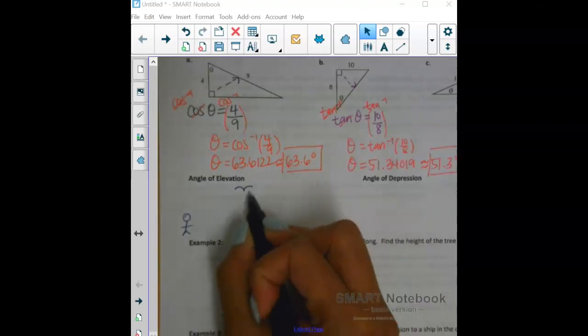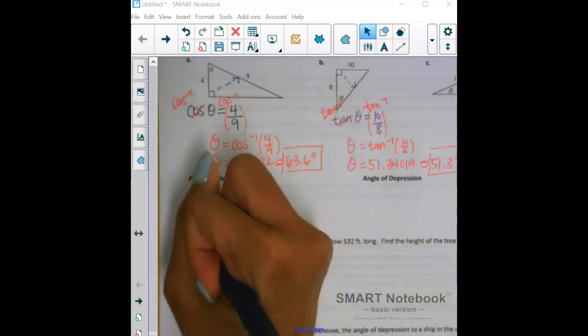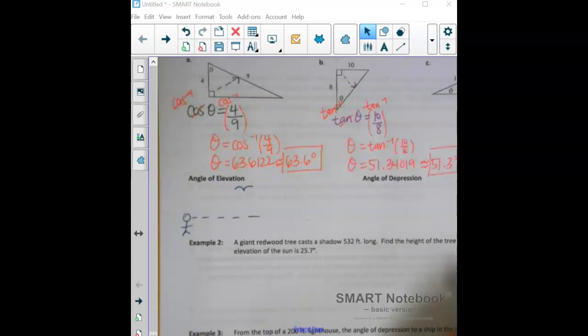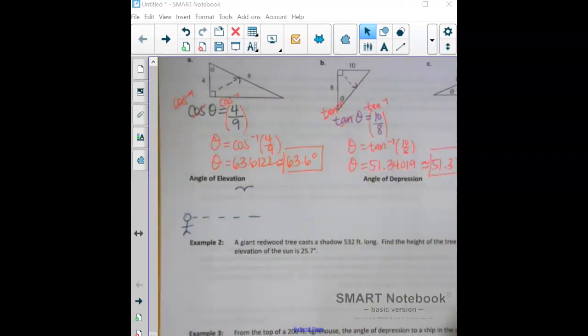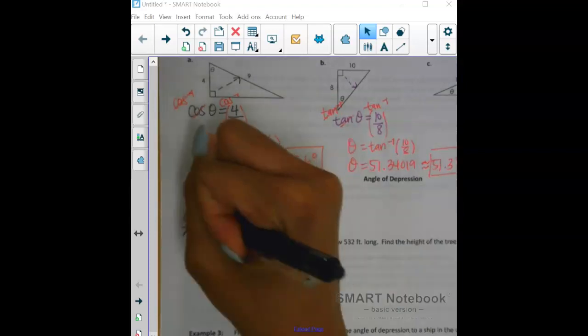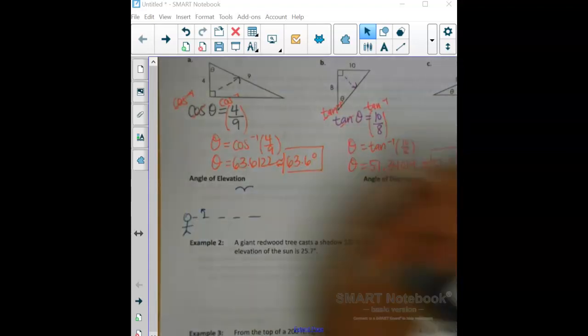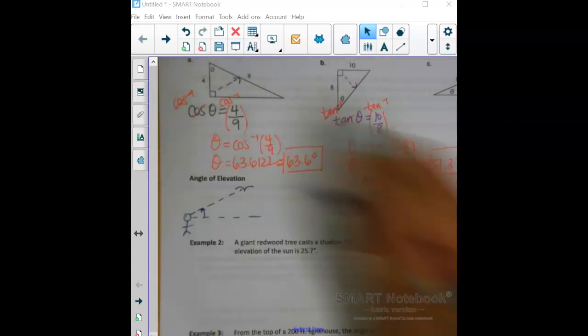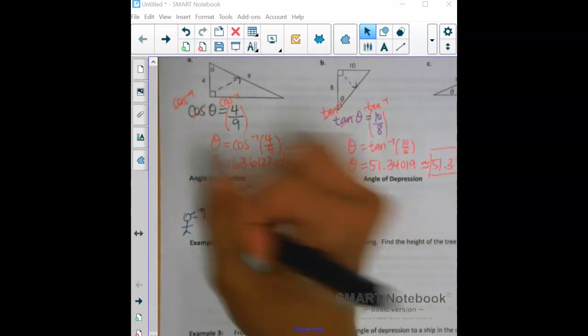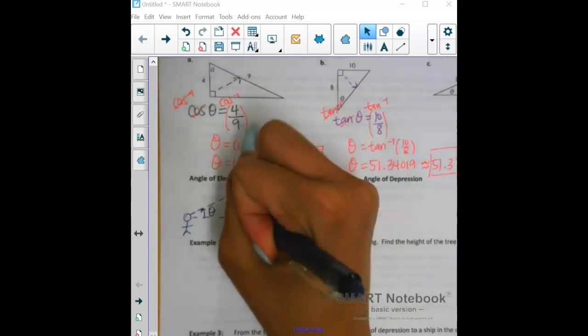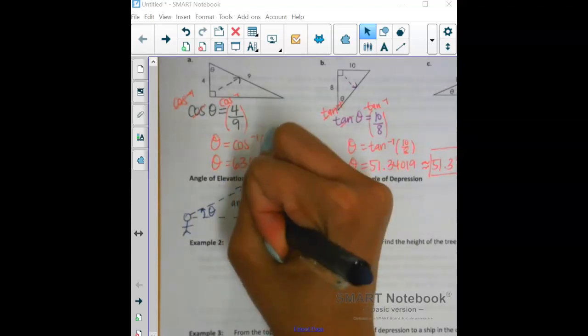So with the object that you're looking at, I usually draw a line of sight that the person has, so that way you can see where their line of sight normally is. What makes it an angle of elevation is that they have to look up to see that bird. So the angle that's created here is your angle of elevation. This theta is your angle of elevation.